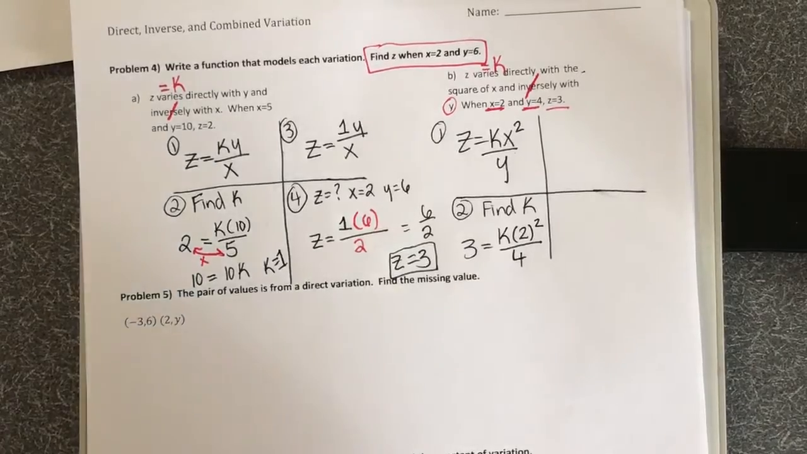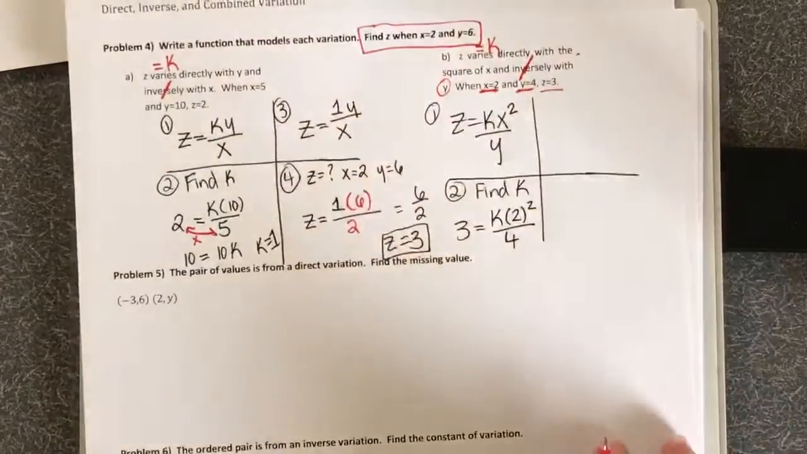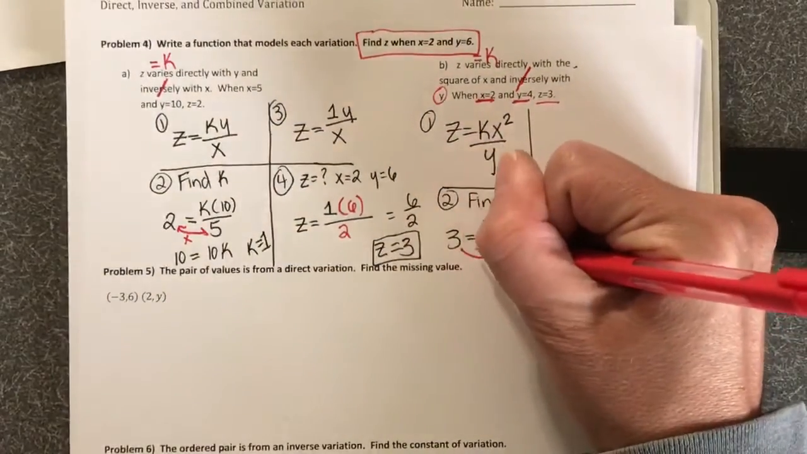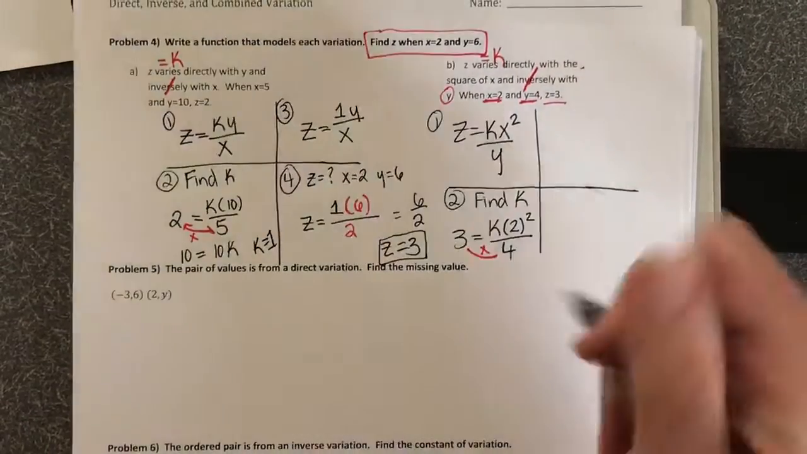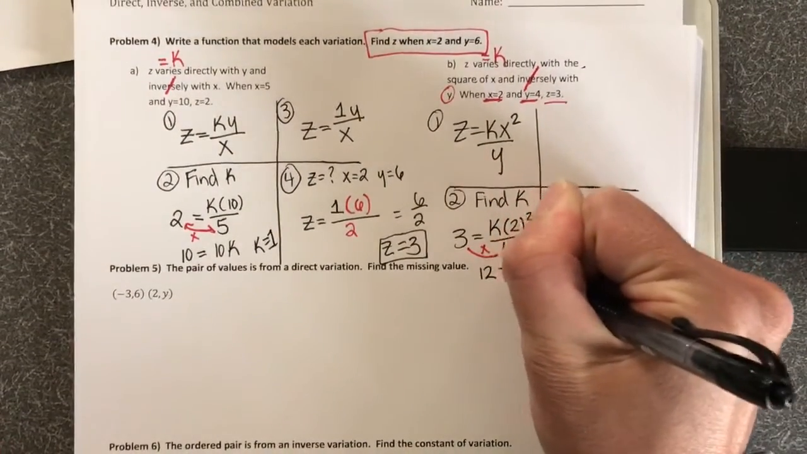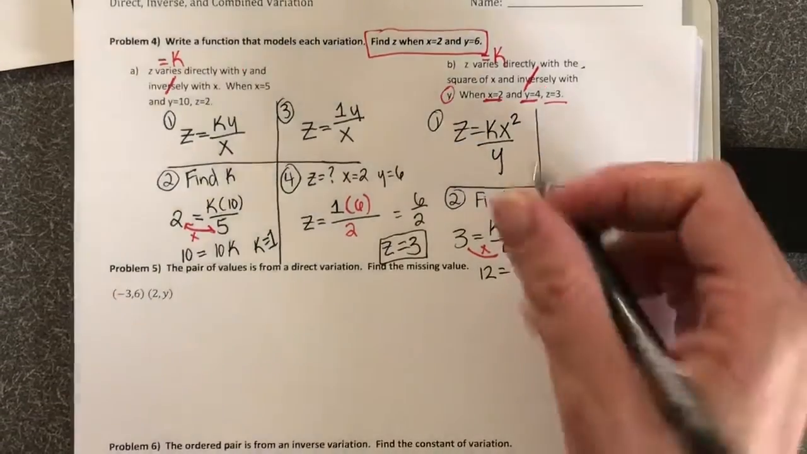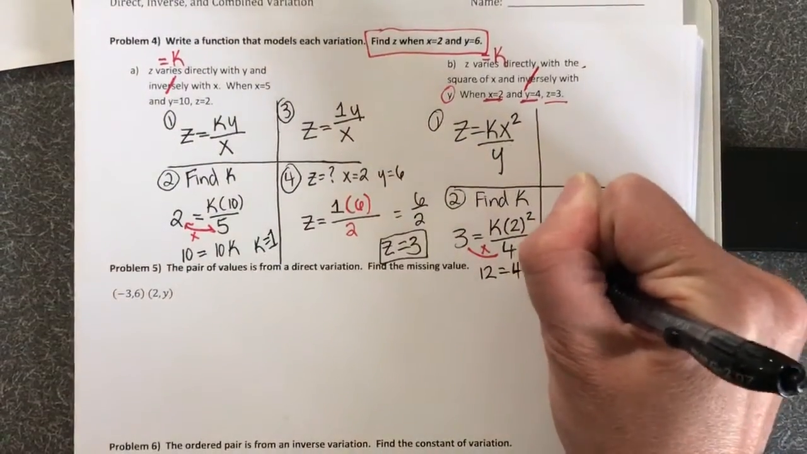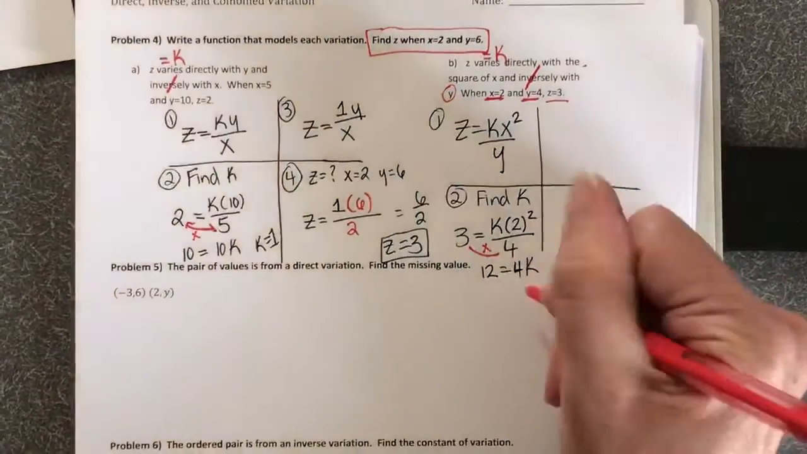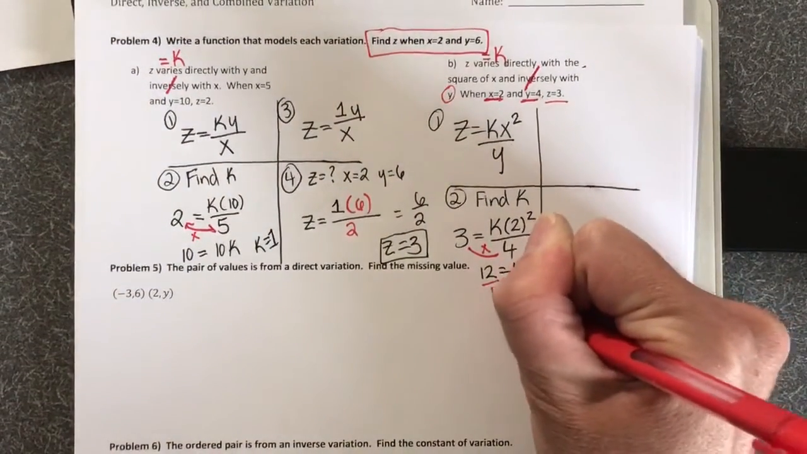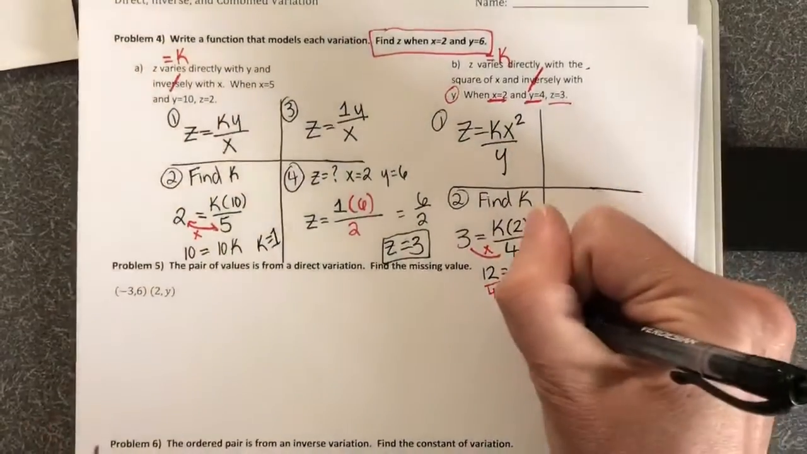First thing I want to do, get rid of division using multiplication. So multiply these two. 3 times 4 is 12. 12 is equal to k times 2 squared. 2 squared is 4. So 12 is equal to 4k. And hey, divide by 4. So now I know k has a value of 3.